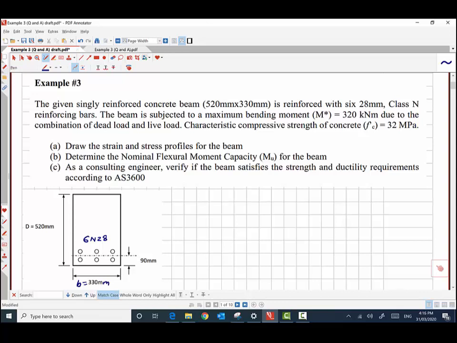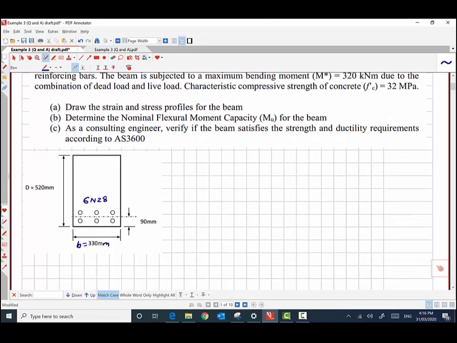And as a consulting engineer, you also have to verify if the beam satisfies the strength and ductility requirements according to AS3600 as well. So let's first draw the stress strain profile for the beam, and let's proceed from there.